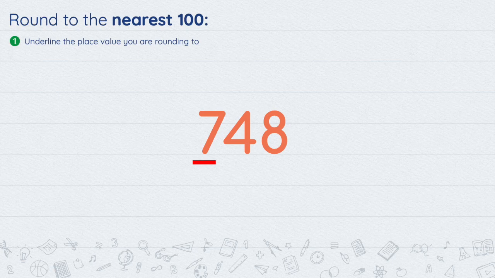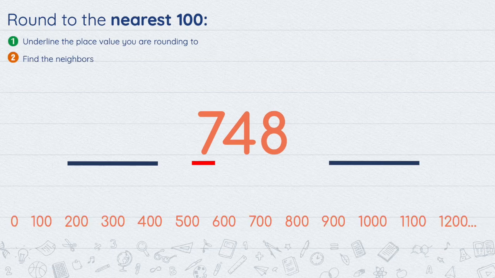If I look at that number and think about place value, I know that the number 7 is the number that's on the hundreds place. I have 7 hundreds. So I'm going to underline the number 7. For the second step, I have to find the neighbors. I have to find the hundreds that live before 700 and after 700.